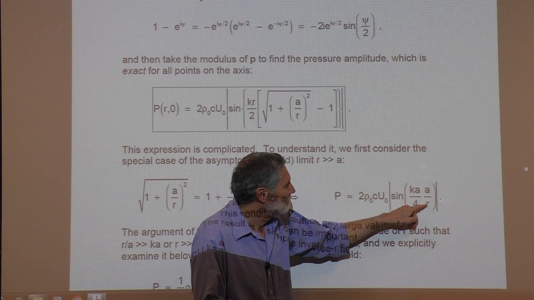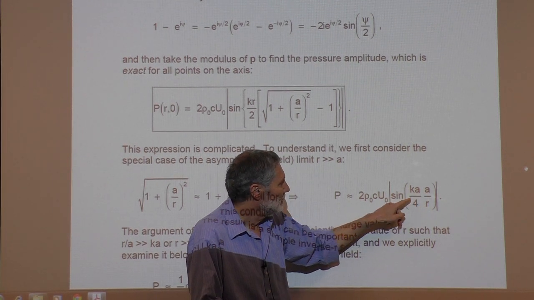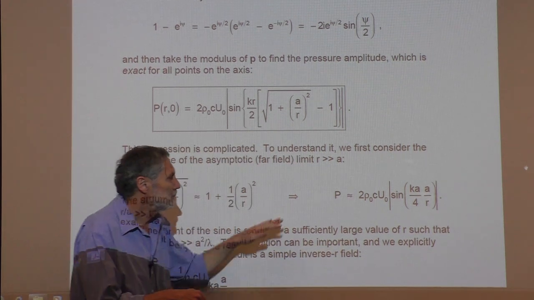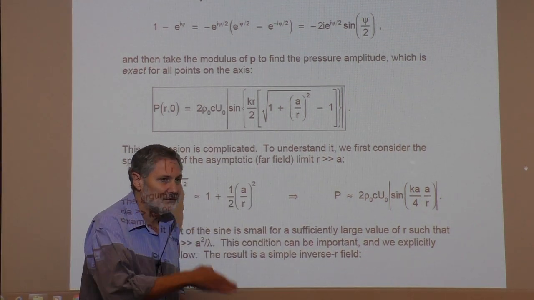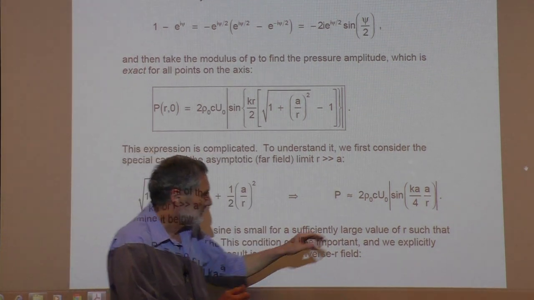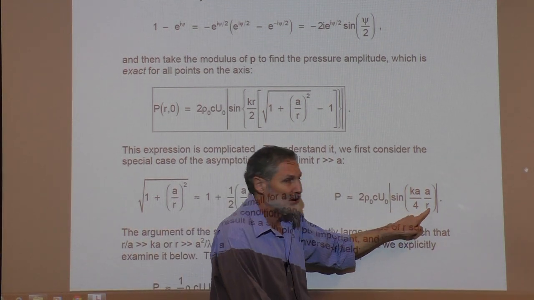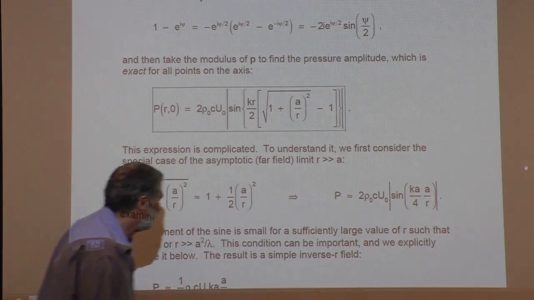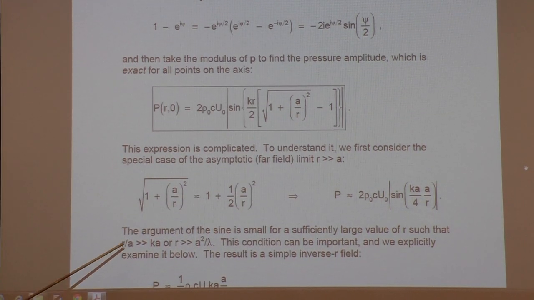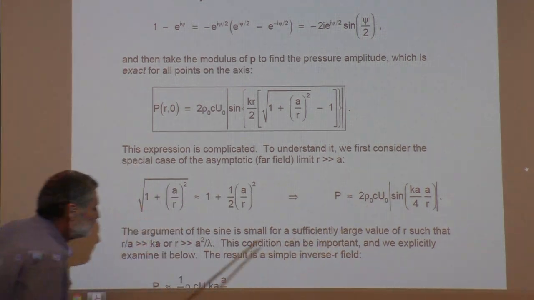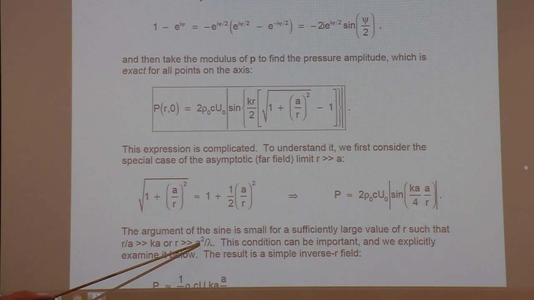Just taking R much greater than A may not be enough. We want to be able to kill the sine to come up with a simple pressure field that's falling off inversely with the distance, right? So to do that, we have to have this entire quantity be small, not just that be small. So the condition here is this. For the entire argument here to be small, we have to have this, okay?